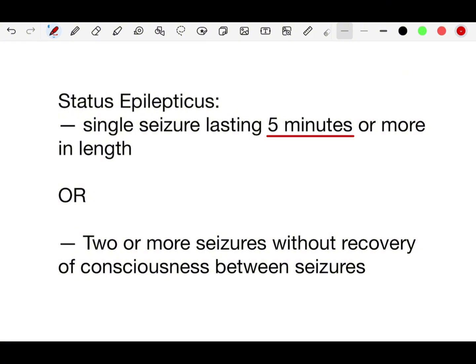So say someone seizes for 2 minutes, they stop seizing, they're still postictal, aka they're still confused, and then they seize again. In that instance, even though it wasn't a continuous 5 minute or more seizure, technically they are still in status because they had back-to-back seizures without recovery of consciousness between those two.